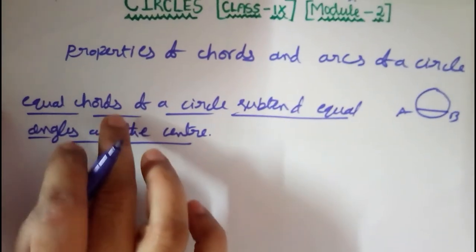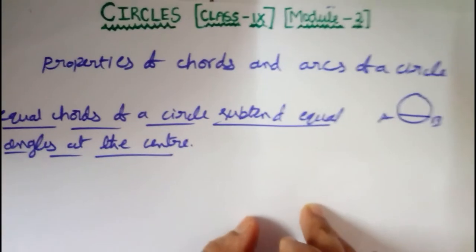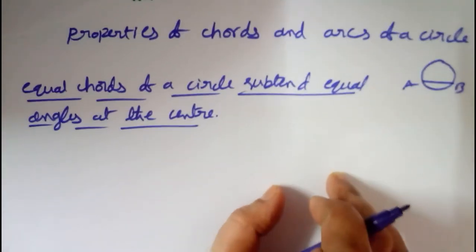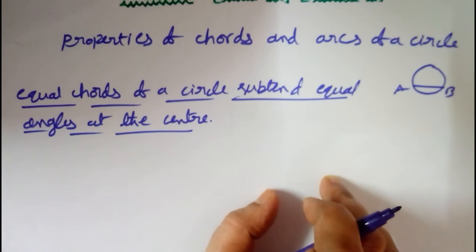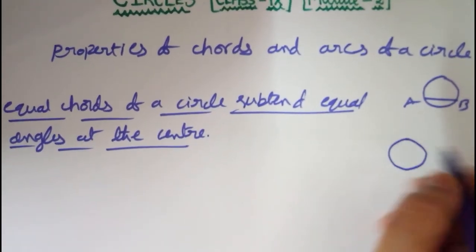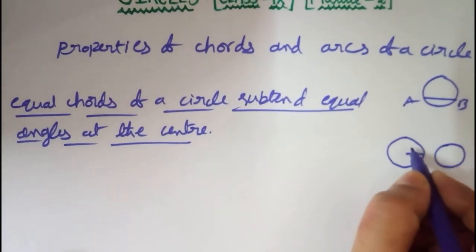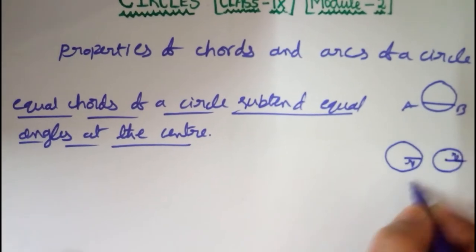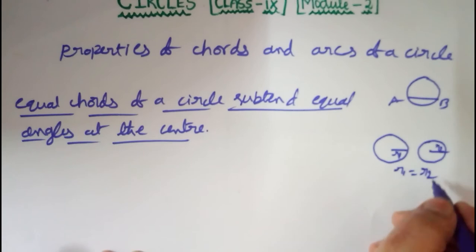Equal chords of a circle. Here the two chords are in the same circle, or the two chords are in two congruent circles. What are congruent circles? Circles having the same radius are called congruent circles. Suppose here circle radius is R1, here the circle radius is R2. If R1 is equal to R2, then those two circles are called congruent circles.